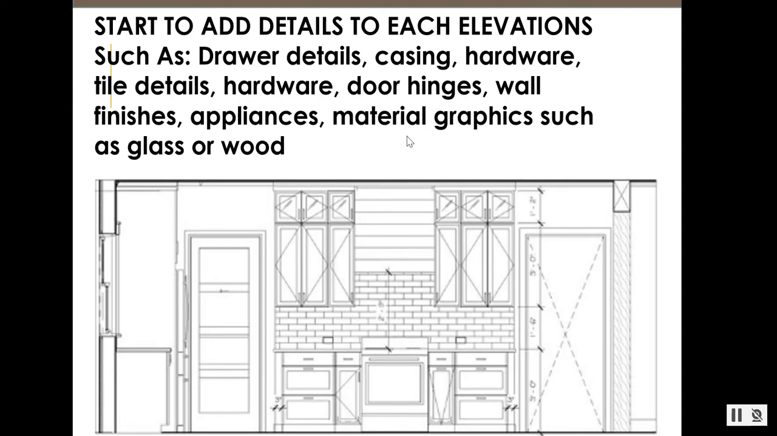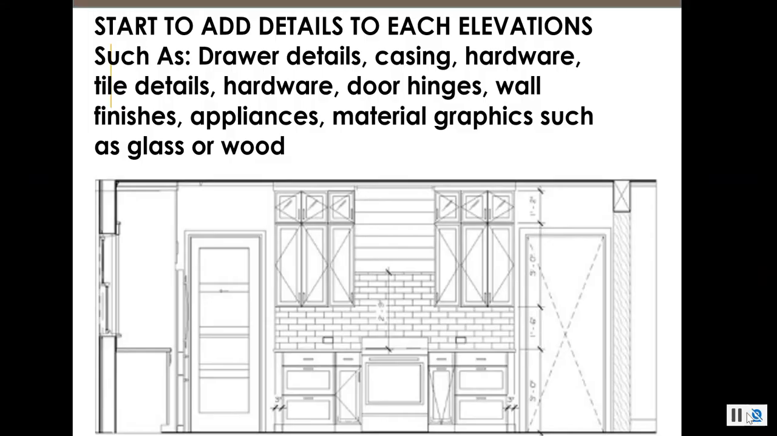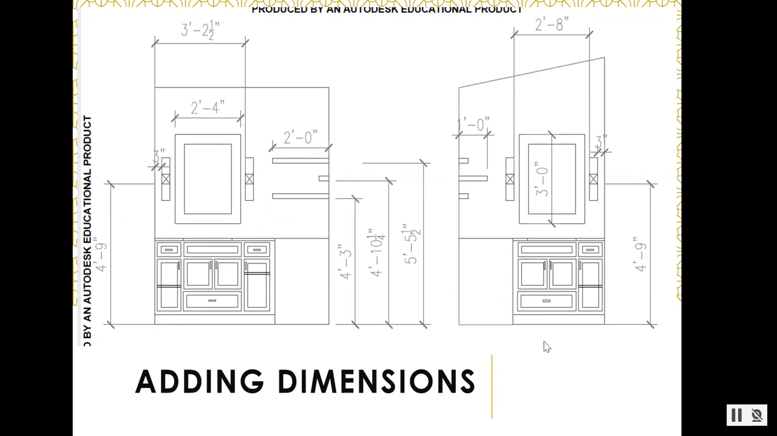The next layer would be adding more graphics like tile, subway tile, some mirror, creating depth to your elevations, making them more exciting and more pleasing and communicating more to your client what they look like. So here are some simple elevations, more computer drafted, but here you will see once we start to outline all our cabinetry, the very final step in this is adding interior dimensions.